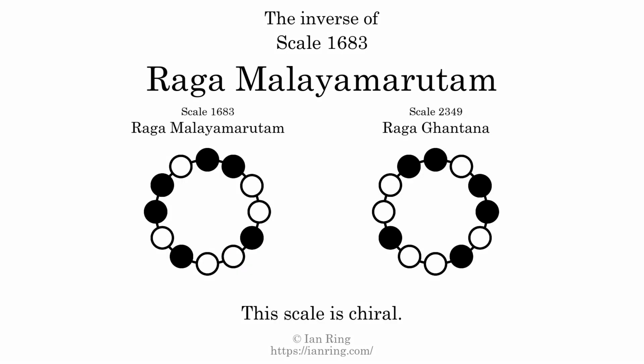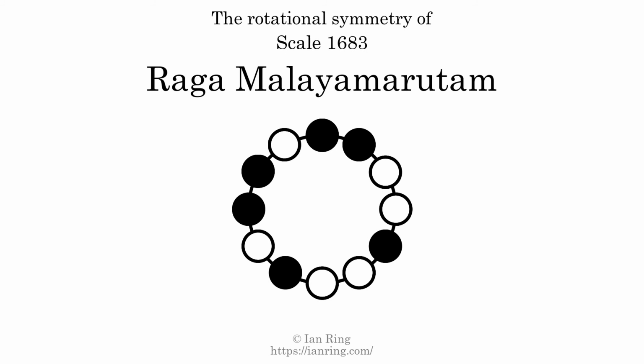The inverse of a scale is a mirror image. It is what you get when the sequence of intervals is reversed. The inverse of this scale is scale 2349, also known as Raga Malayamarutam. This scale is chiral. It cannot transform into its inverse by rotational transformation. This scale has no rotational symmetry.